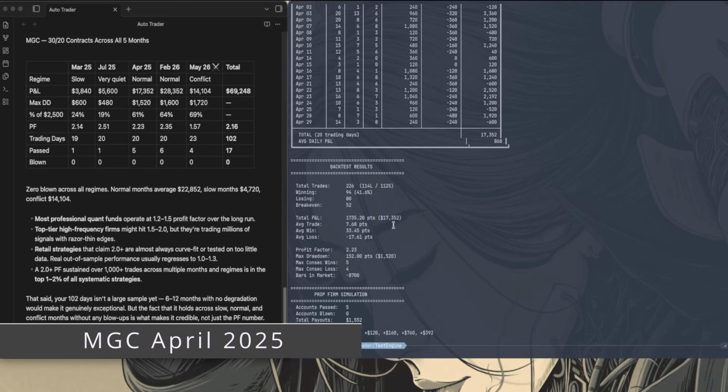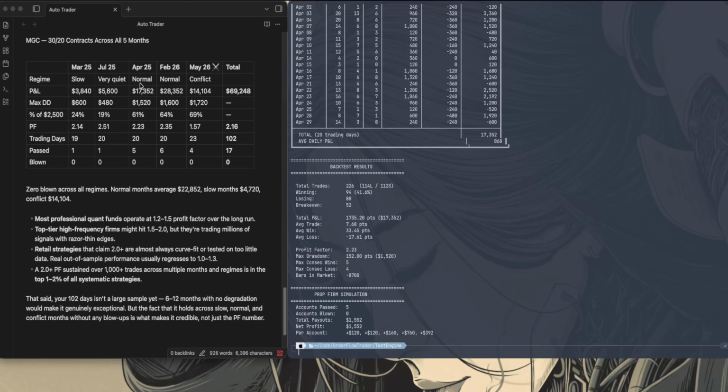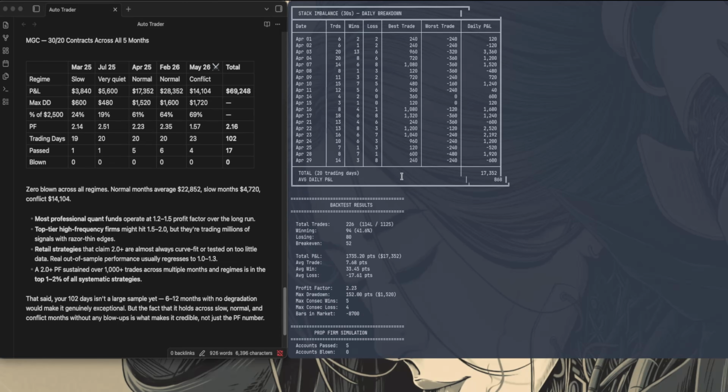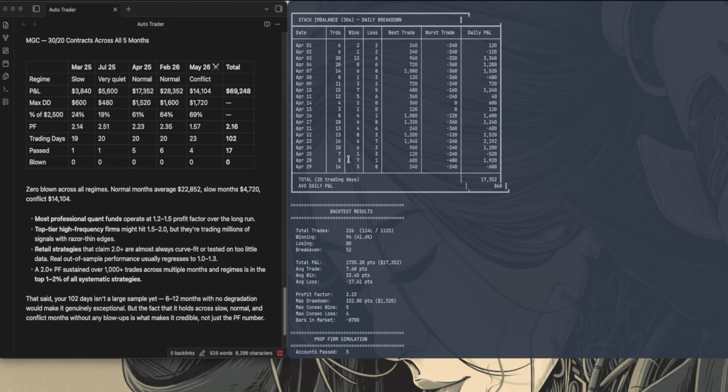We have here 17,000 profit. That right there goes into a normal month of April of 2025. These are all the trades that were done using stacked imbalance and the order flow bar moving averages. This is the same thing that I'm testing on my custom testing engine that I wrote. All that stuff, the stacked imbalance and the order flow bar moving averages, is all right there on the NinjaTrader add-on. This is what it can do.